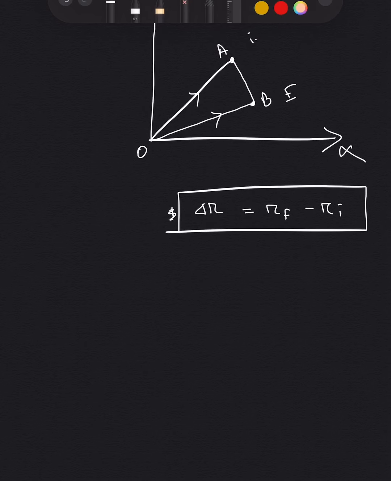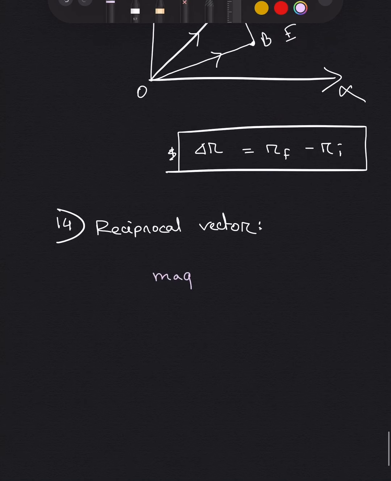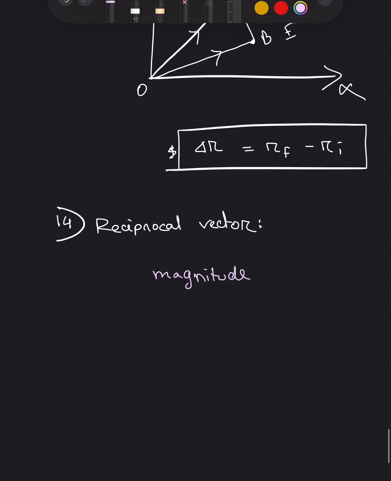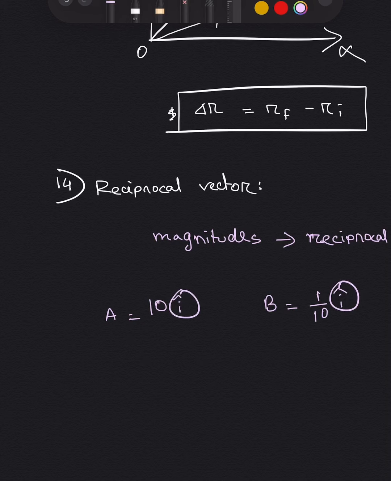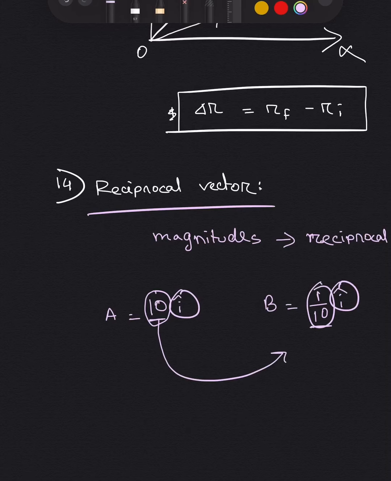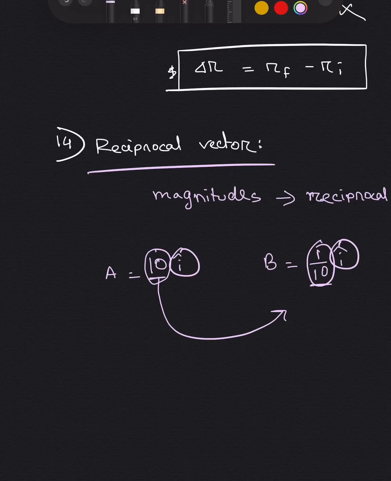Our 14th type of vector is reciprocal vector. If the magnitudes of two vectors are reciprocal to each other, then those vectors will be called reciprocal vectors. Suppose a vector is 10i and another vector is 1 by 10i. i denotes the direction towards the x-axis. See the magnitude part. A's magnitude is 10, B's magnitude is 1 by 10. So these vectors are called reciprocal vectors because 10 and 1 by 10 are reciprocal to each other. So this is the end of this topic.